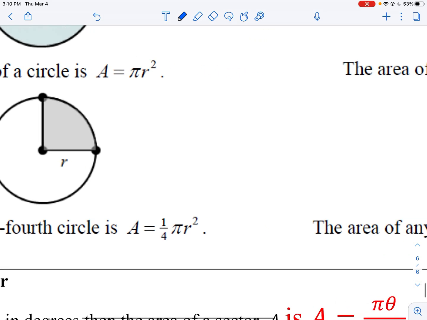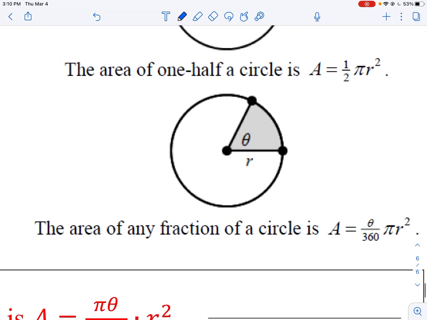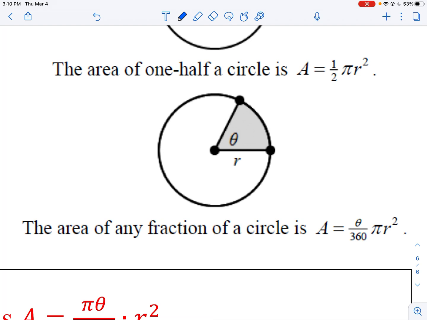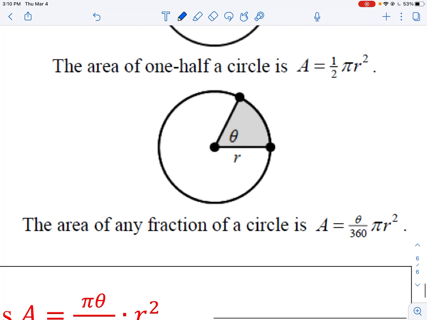What this is all turning into is that if you want any portion of the circle, you just do that portion out of all the way around. Say you're in degrees, you do however many degrees out of 360, and then you times by pi r squared. So you take pi r squared and times by what portion you're going around the circle.